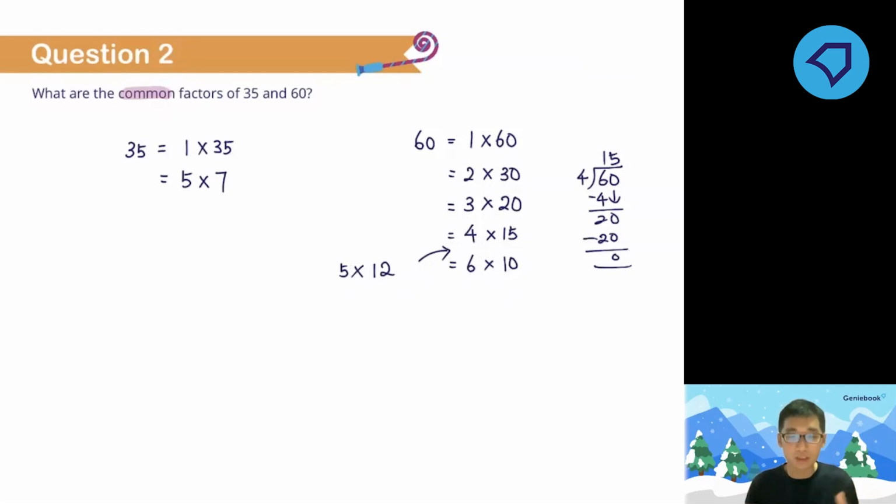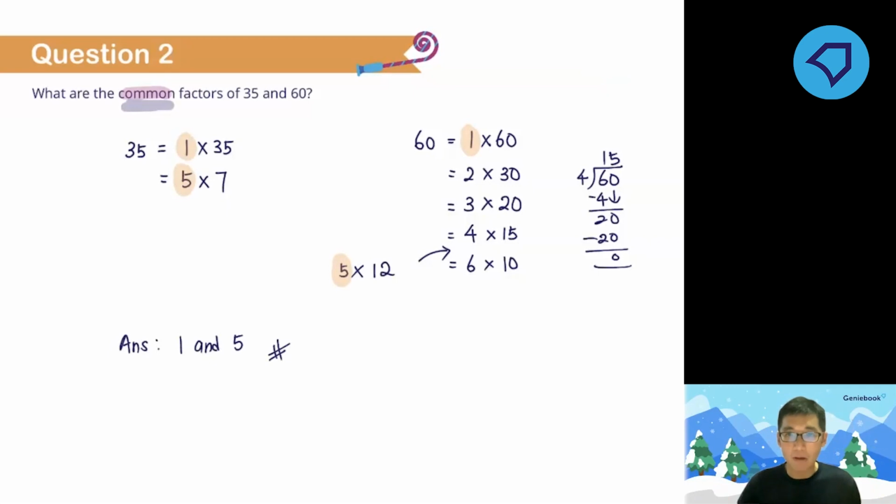Now, we are not done with this question, right? Because the question requires us to find out the common factors. So we highlight those that are common in both 35 and 60. So what do we have? 1 is common. 5 is found as well. Any others? That's all right. So the common factors of 35 and 60, the answer to this question would just be 1 and 5. Okay? So this is the type of question that you may be asked in your exam or in your assessment, right? Finding common factors of two numbers.